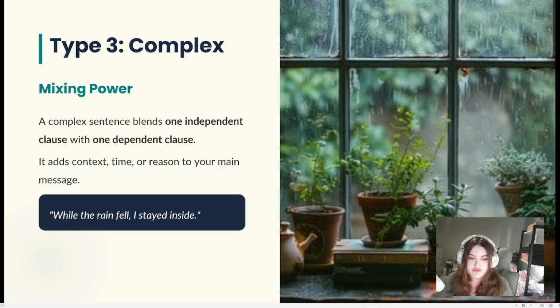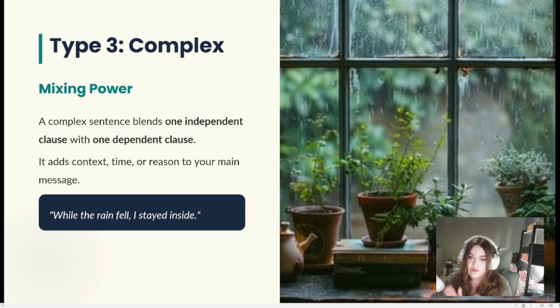So the third and final type of sentence that we're going to talk about today is the complex sentence. A complex sentence has an independent clause that's joined to a dependent clause. So if we have a look at the example on the screen, while the rain fell, I stayed inside. I stayed inside is the main part of the sentence. It makes sense completely by itself.